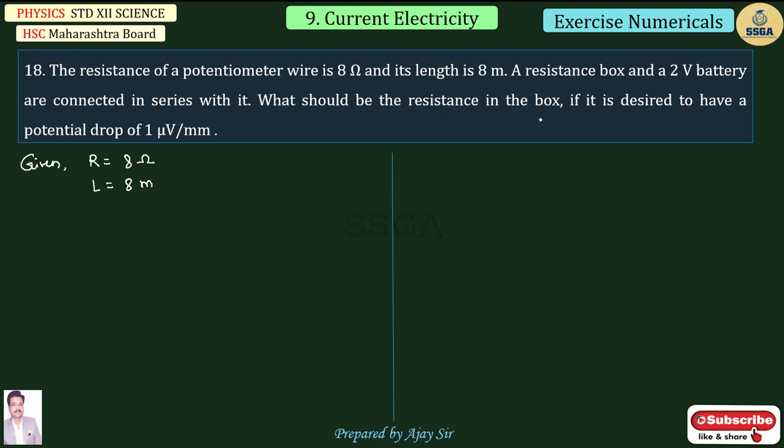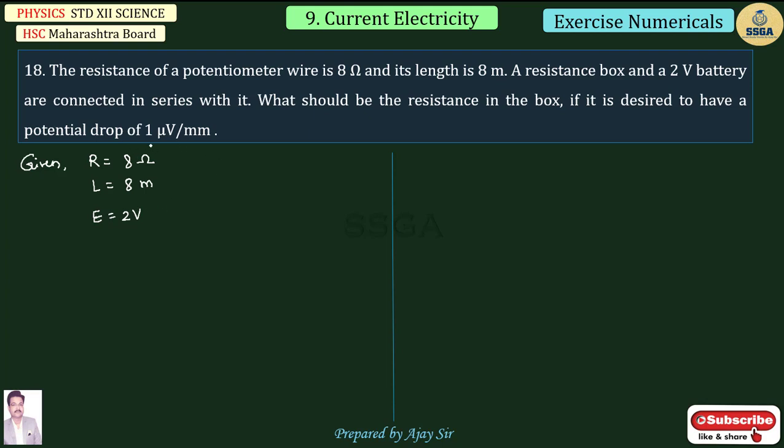Then what should be the resistance in the resistance box if it is desired to have a potential drop of 1 microvolt per millimeter? So what should be the resistance in that resistance box when it is connected to the battery in series? The battery of EMF 2 volt is connected with the resistance box. Then what should be the resistance of the resistance box? That is the external resistance we have to find.